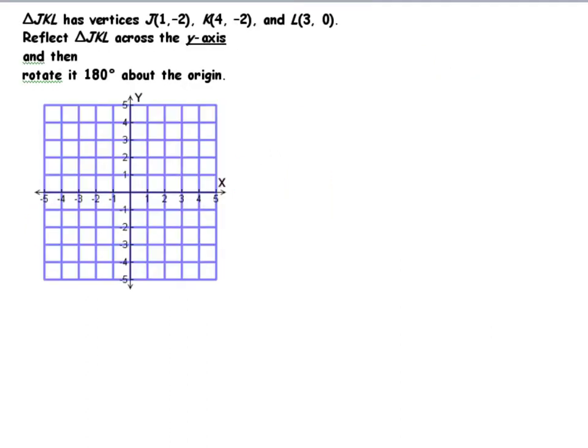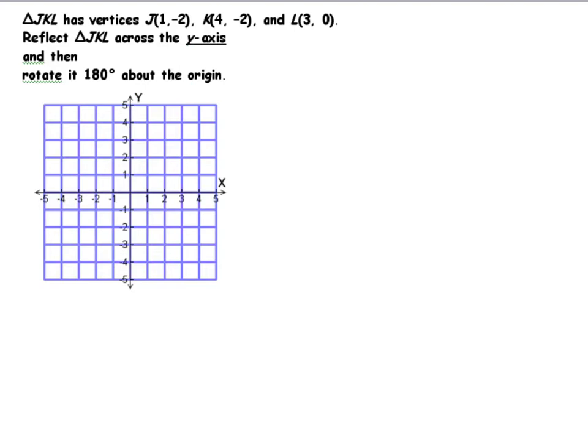Now I'm going to ask you to do this whole entire example on your own. What I'd like for you to do is draw out J, K, and L, the triangle, on the graph that's given. Then you're going to reflect the triangle along the y-axis, and after you're done with that, you're going to rotate it 180 degrees around the origin.